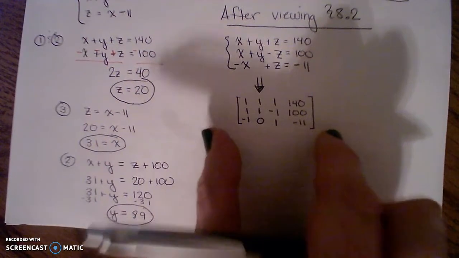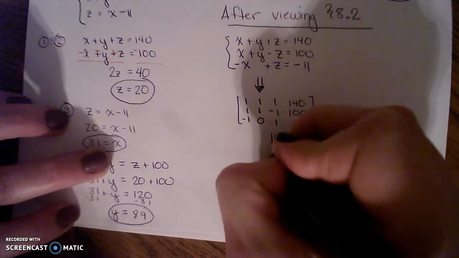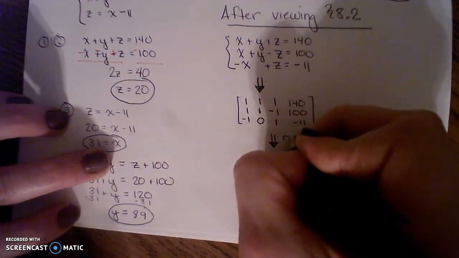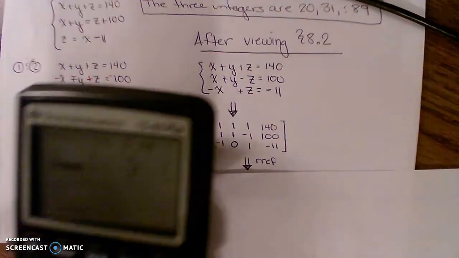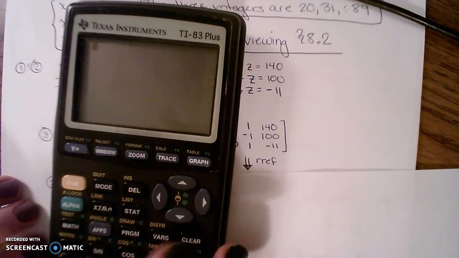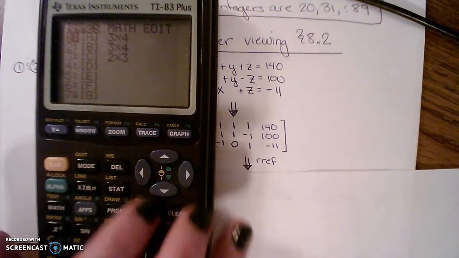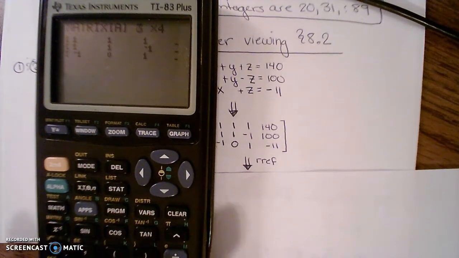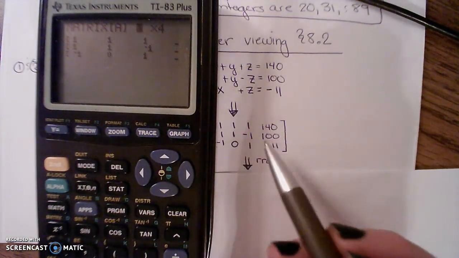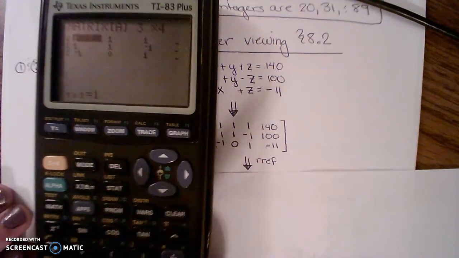Once I have this augmented coefficient matrix, I can plug this into my calculator and put it in reduced row echelon form. Here's what that looks like. Find the matrix button on your calculator. Scroll over to edit, and we'll edit the matrix A. Make sure it's a 3 by 4 because we have 3 rows and 4 columns. You can edit those numbers by typing in numbers and hitting enter. Then we'll type in all of those coefficients.